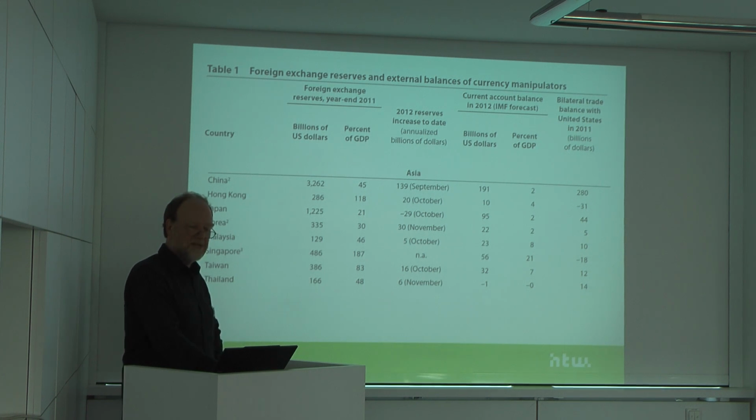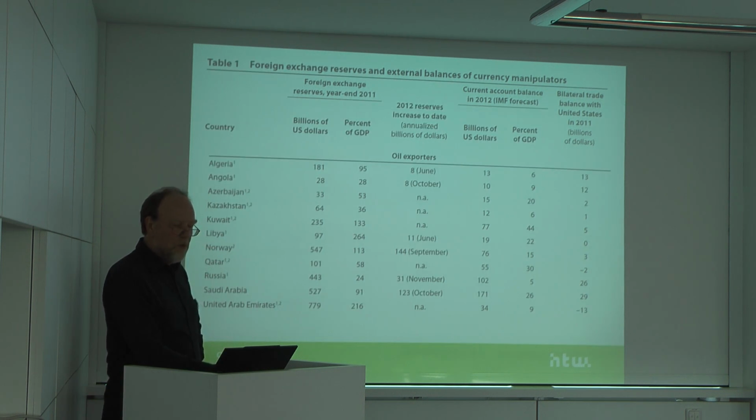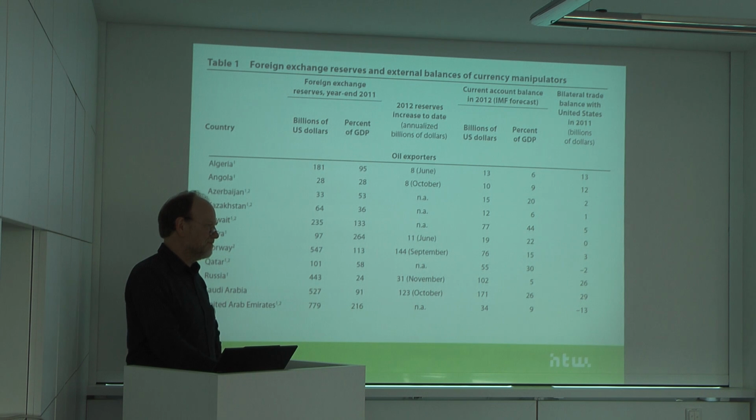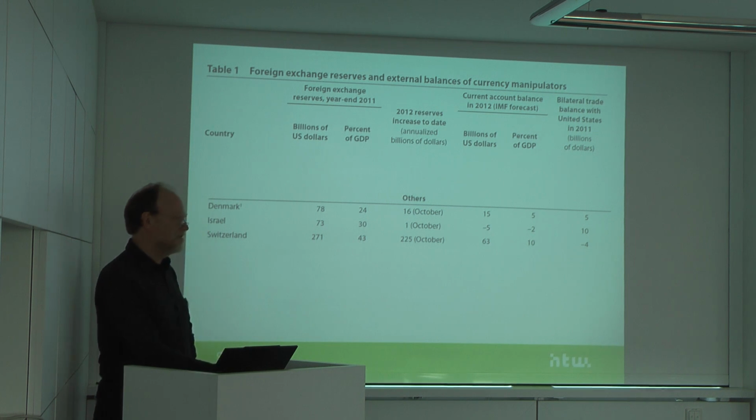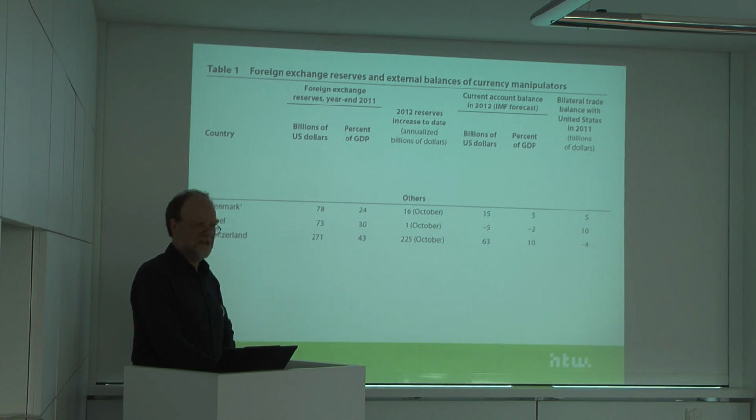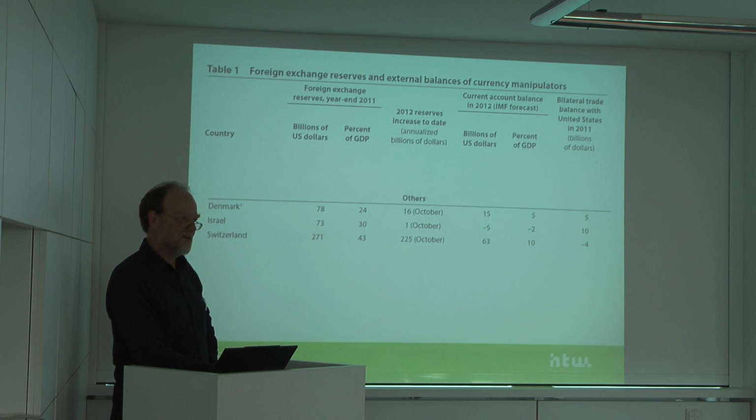We have the Asian countries, from China, Hong Kong, up to Thailand, which are manipulating the exchange rate. We have a second group of countries, which are the oil exporters. They also manipulate the exchange rate in that way, based on the criteria we have seen before. And we have some other countries that are all rather small, but 2 of them are European. Israel is considered as being in the same group of that sort.